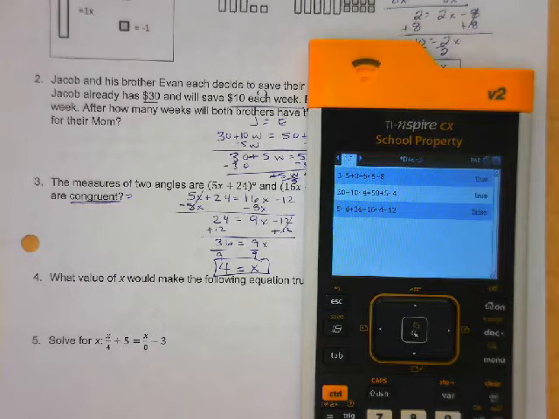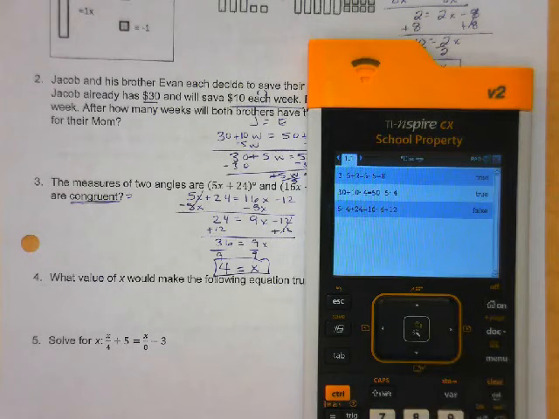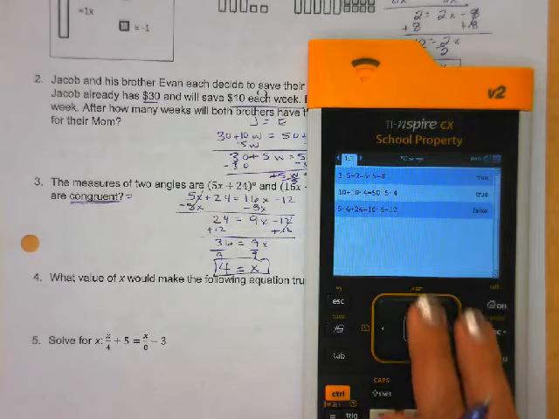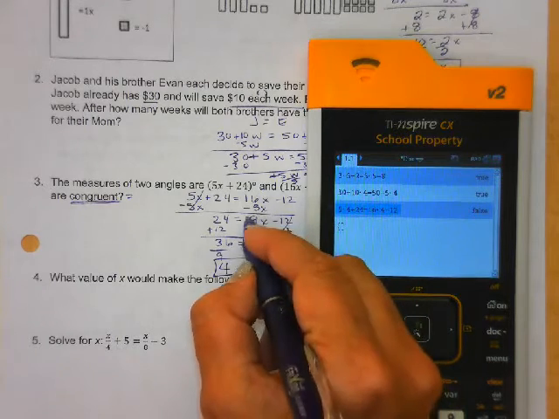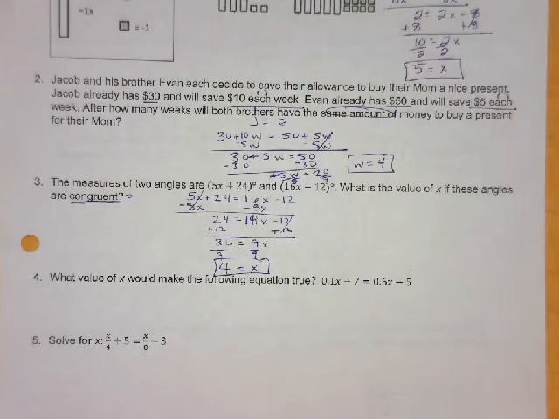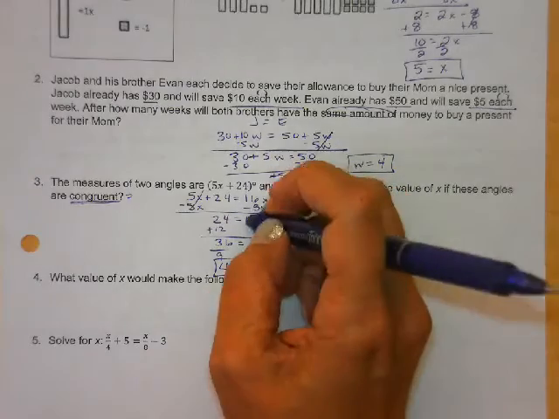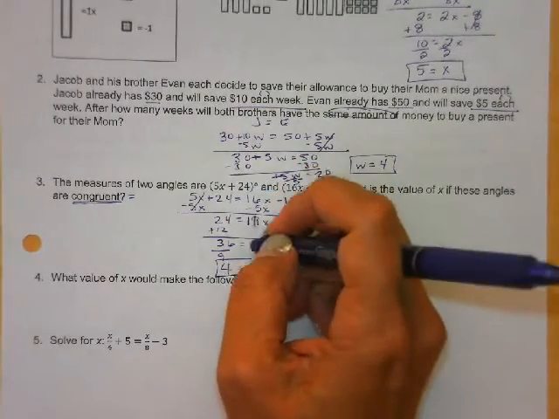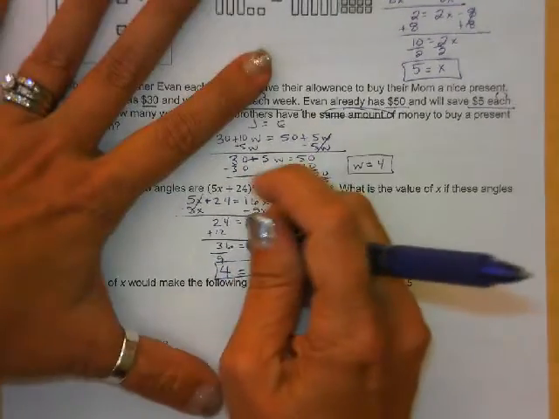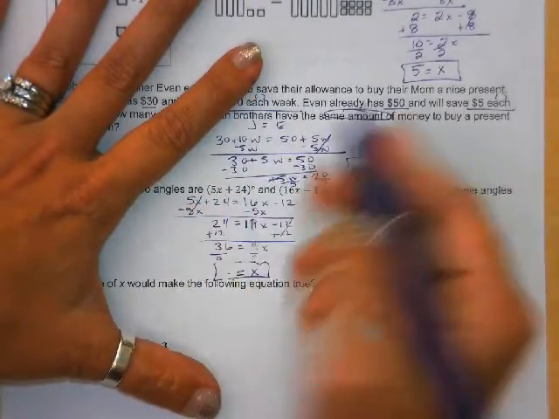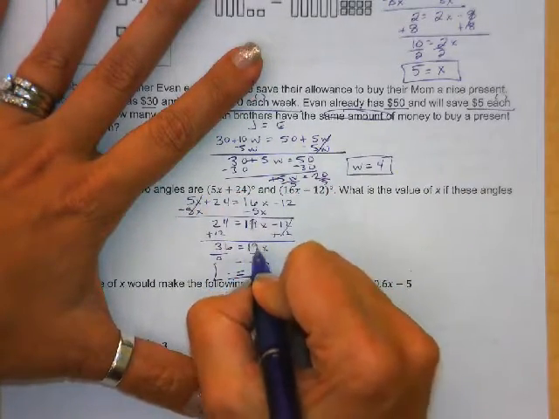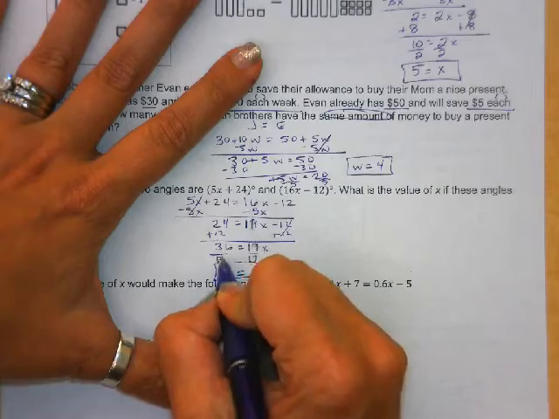Oh, I got false. Something went wrong. What did I type wrong? Oh, right here. 16 minus 5 is 11. I apologize. That's where I went wrong. This is why we check our work. Let me erase this and we'll do that again. Alright, so 11 divided by 11. I apologize for that.